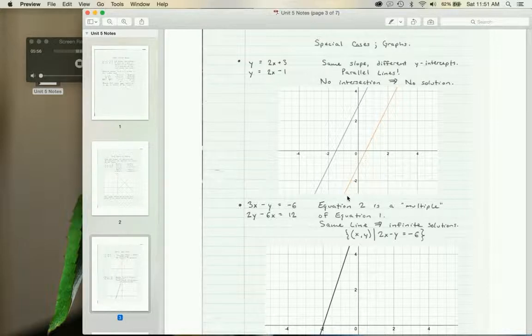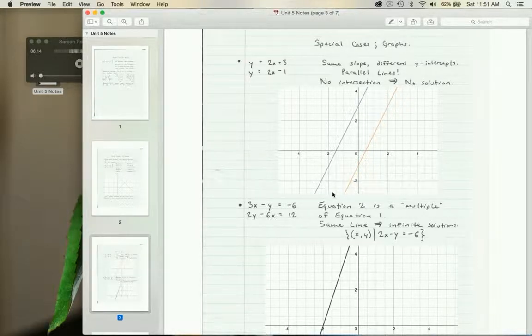Now you'll notice that these equations have some similarities. They have the same slope. They do have different y-intercepts. And what you'll notice when we graph them is that we've graphed parallel lines, okay? They run perfectly parallel to one another like train tracks.